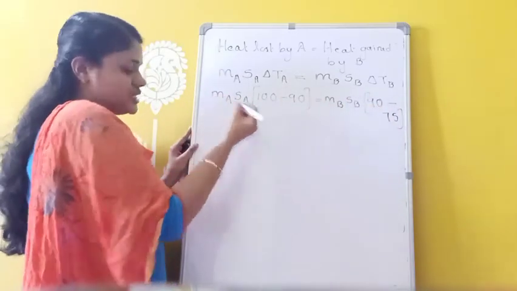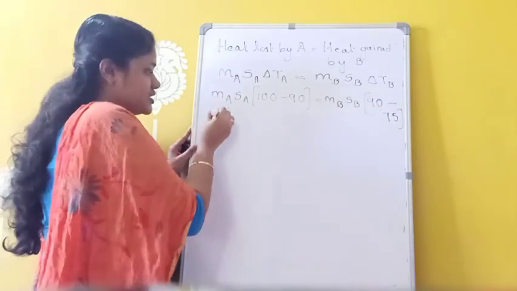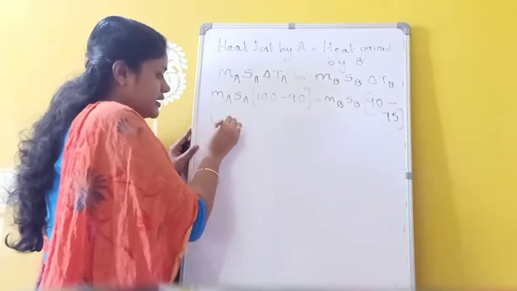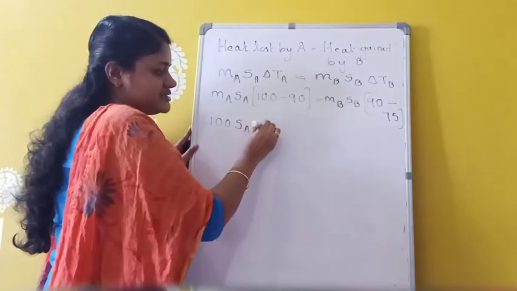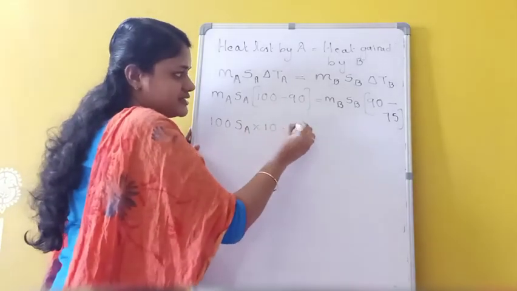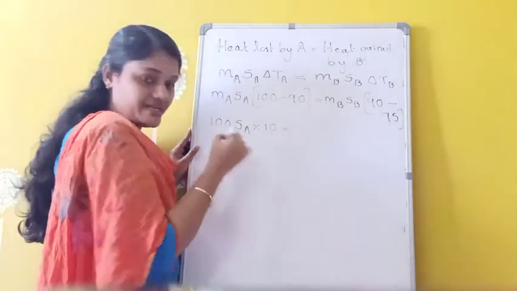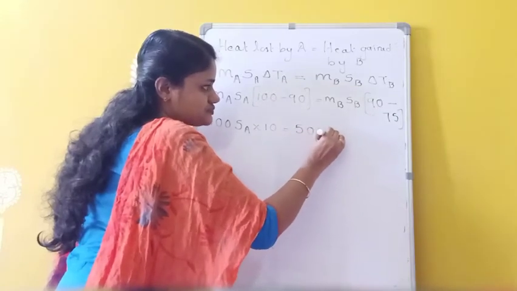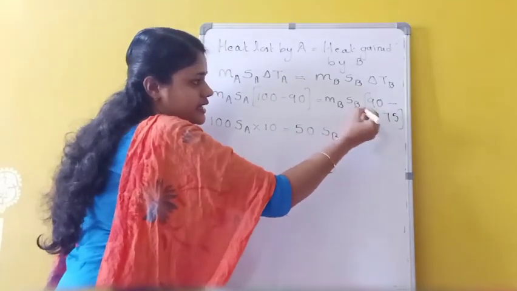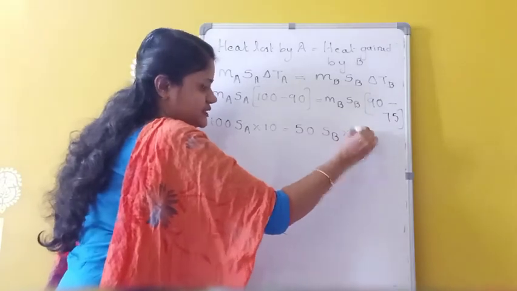And the mass of liquid A is given there as 100 grams. So instead of MA we can write 100 into SA into, here 100 minus 90 is 10, equals, here the mass of liquid B is given as 50. So 50 into SB into 90 minus 75, which is 15. Okay.